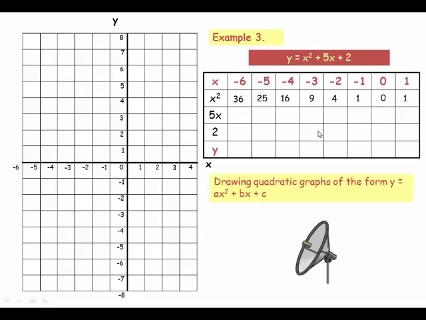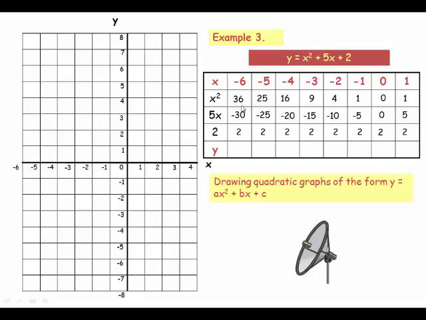Then the next row says multiply the x value by 5. 5 times negative 6 is negative 30. 5 times negative 5 becomes negative 25. 5 times negative 4 becomes negative 20. 5 times negative 3 becomes negative 15. Then negative 10, negative 5, 0, and 5. You'll notice this row, as before, is going up in 5s because the multiplying number is plus 5. The third part of the rule has nothing to do with x, so we just add 2 all along.